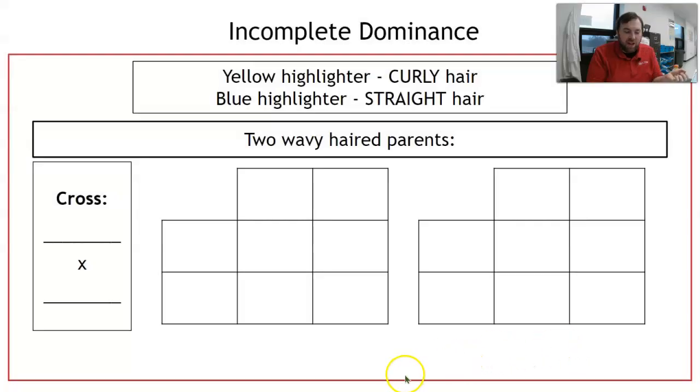Give this next one a shot with the 2 wavy-haired parents. This is number 6 in your assignment, so you can do it right there on the paper. Feel free to try it out and see how you do.